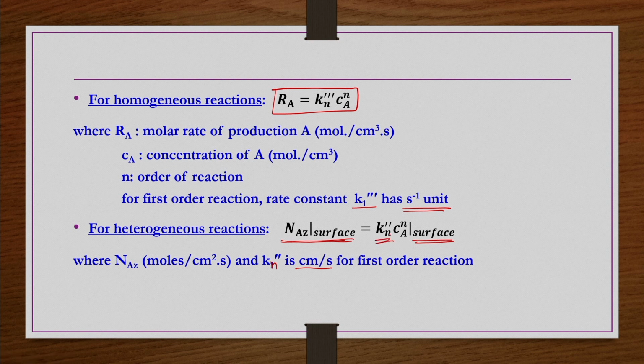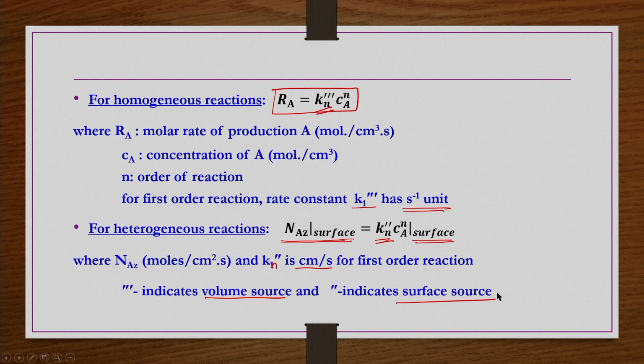So, here double prime, here triple prime, they are just notations only. Triple prime indicates volume source and double prime indicates surface source. That is, triple prime is for the reaction taking place in the entire volume, double prime is for the reaction which is occurring only at specified surfaces.